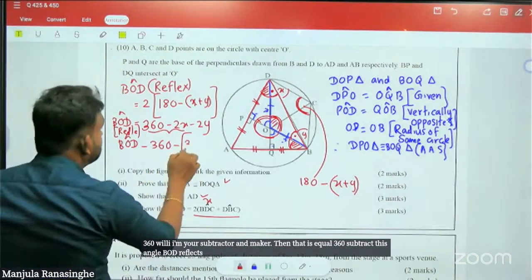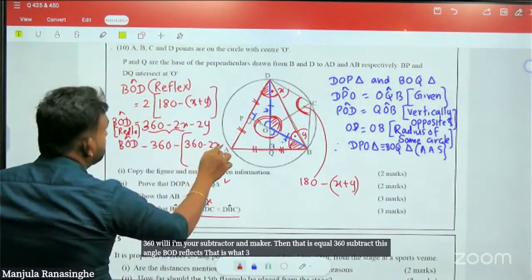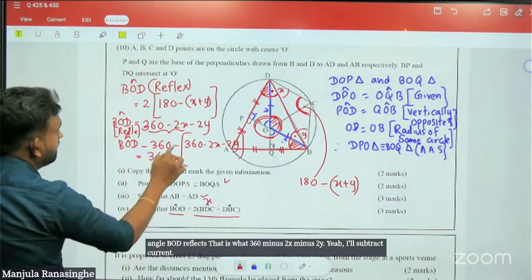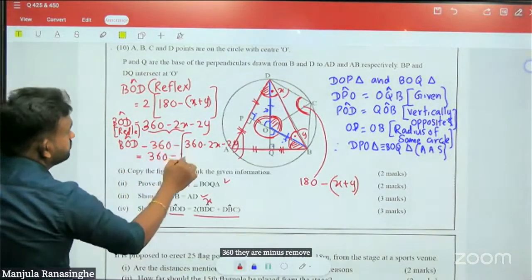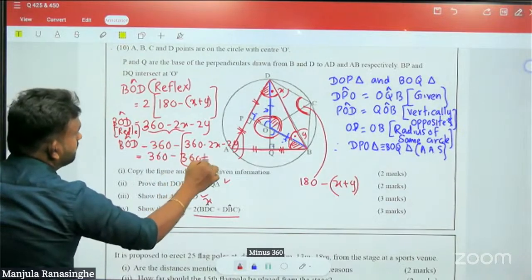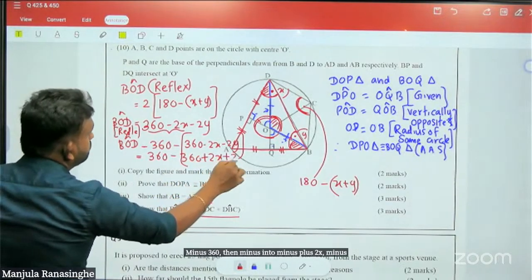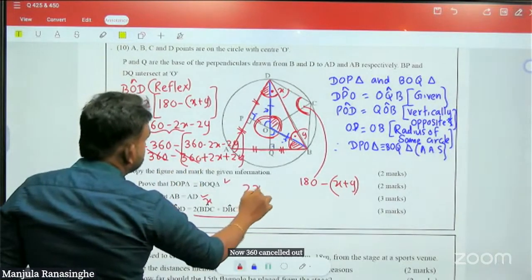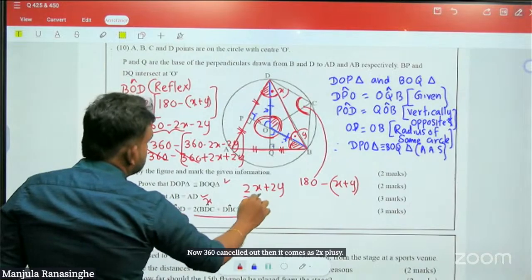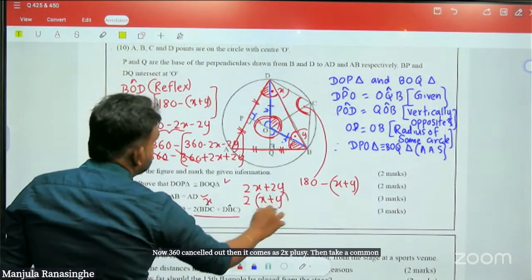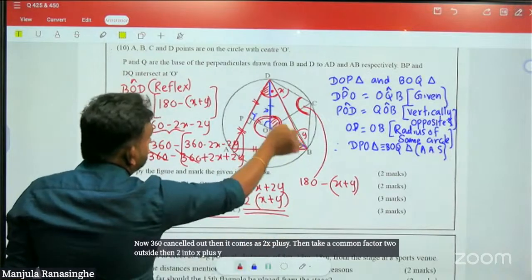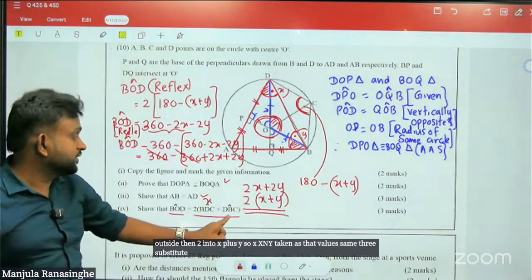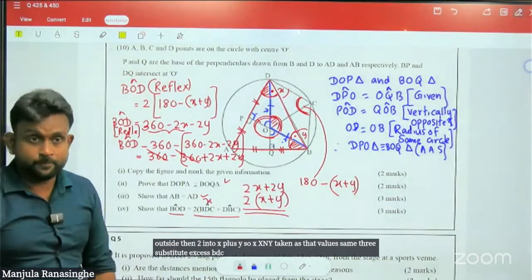Right, that is 360 minus 2x minus 2y. Remove the bracket: 360 minus 360, then minus into minus plus 2x, minus into minus plus 2y. Now 360 cancelled out. Then it comes as 2x plus 2y. Take a common factor 2 outside, then 2 into x plus y. So x and y are taken as those values. So in 3, substitute x as BDC, here as DBC.